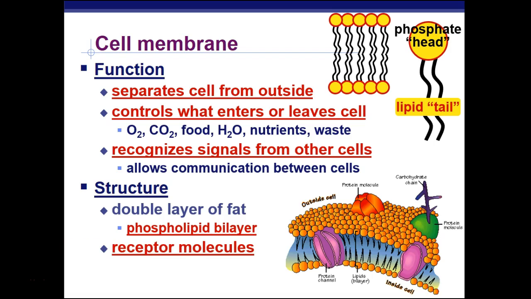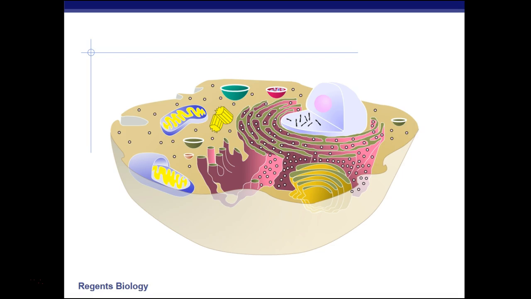Because the tails are hydrophobic, they form a nice watertight barrier. Within the membrane, you'll also find various proteins. Some of them are involved in transporting things across the membrane. Other proteins are involved in signaling. They receive signals from other cells, or they can help send signals to other cells.